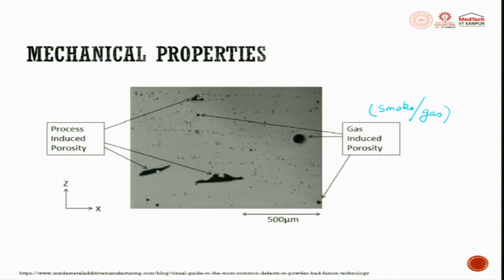This can happen because of shrinkage and surface tension, or the viscosity of the liquid not flowing properly, and you had something like a keyhole effect which completely trapped these porosities. So, you can have gas induced porosity and you can have process induced porosity. Gas induced porosity can be easily reduced, but for process induced porosity you have to do a lot of optimization in the process to develop the required output.